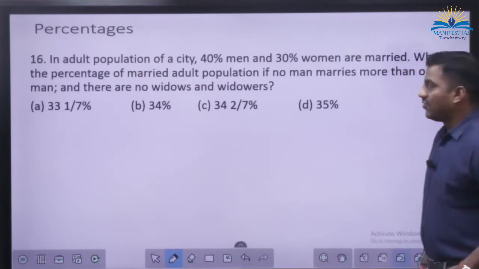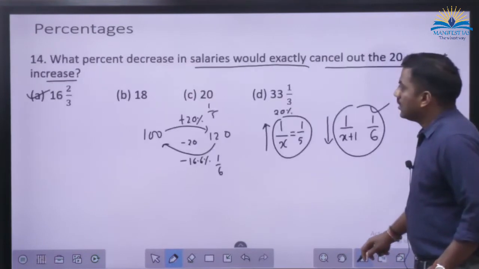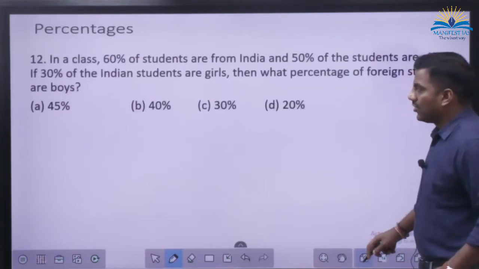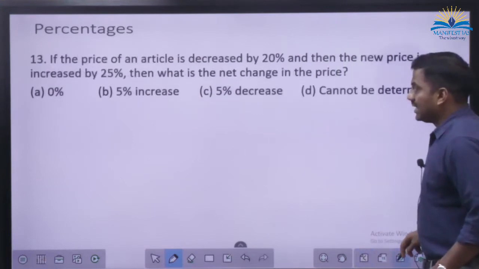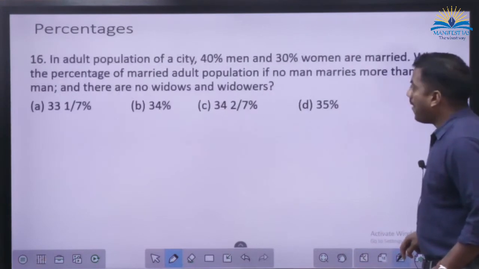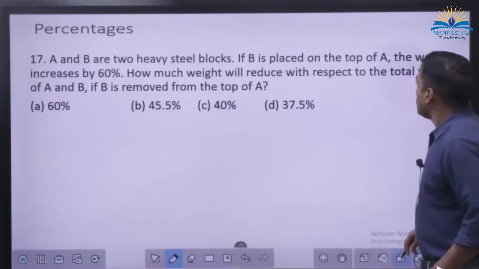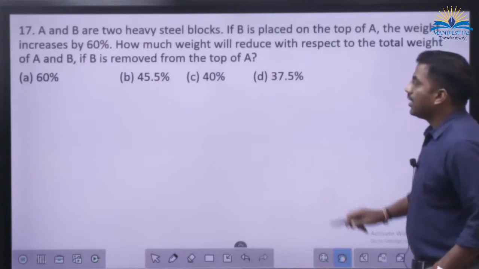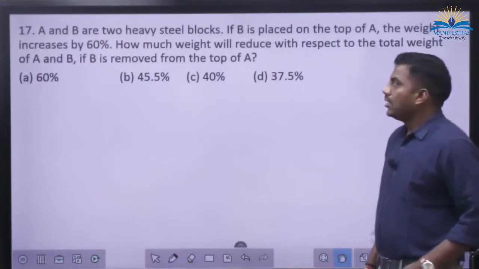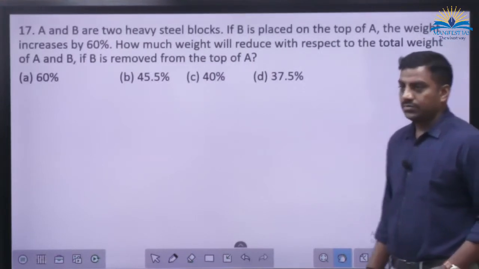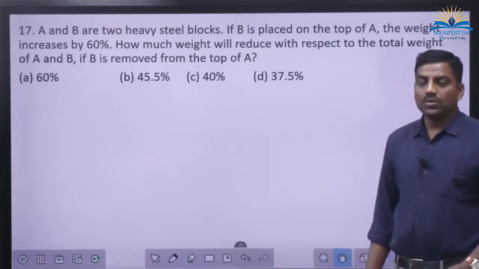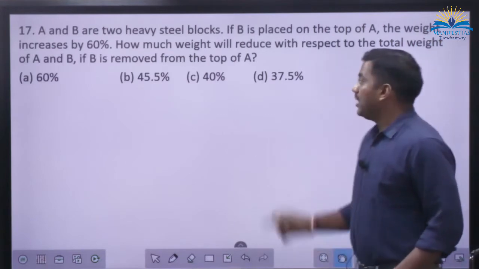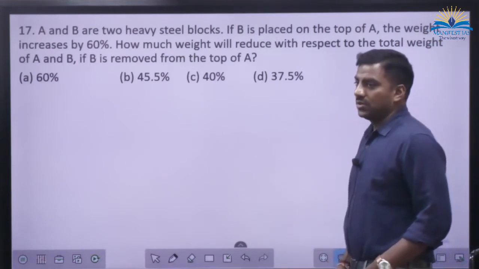Yeah, this is kind of a puzzle, and this problem is also kind of a puzzle problem. I'll take them now. Before that, we'll look into this. A and B are two heavy steel blocks, and these are the problems which are taken from the previous year questions.